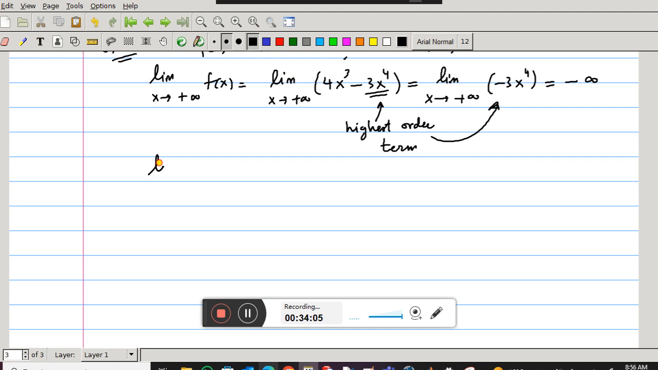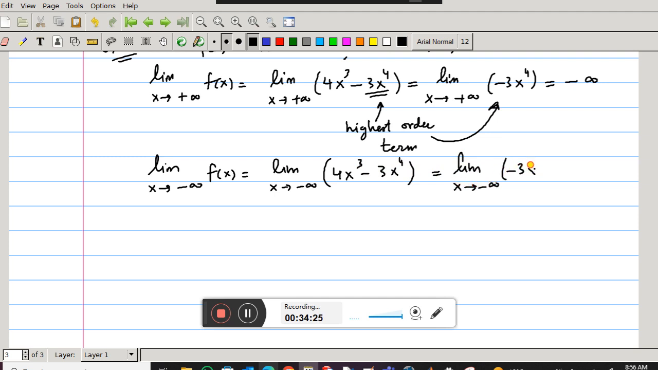And now I will check limit x goes to minus infinity of f of x. We can directly write the highest order term here to save time, but I can write it now, minus 3x4, and x4 is always positive, so it is plus infinity multiplied by minus 3 is minus infinity. So see, both limits are minus infinity. It means that f has no absolute minima.